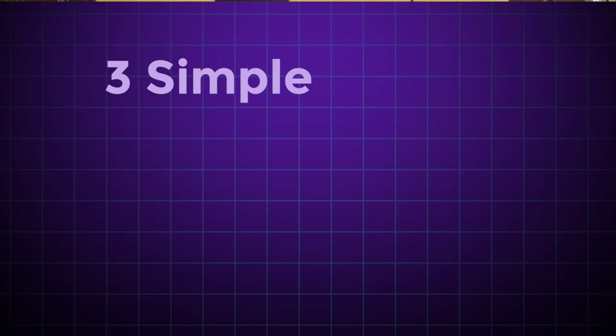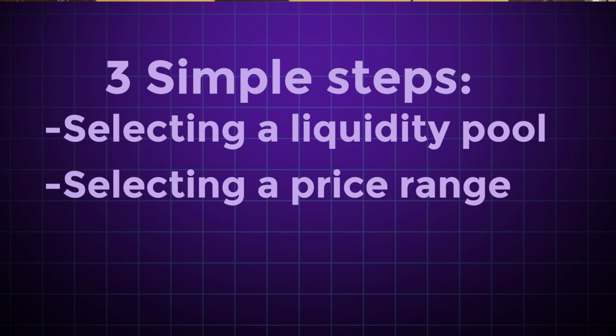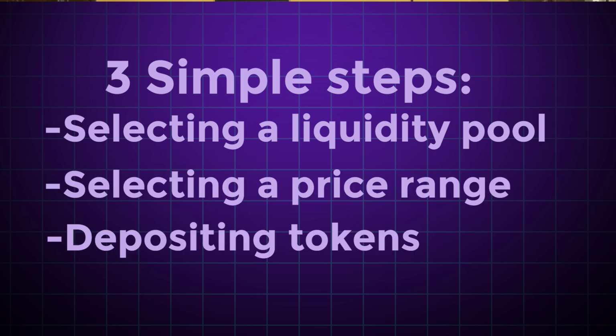So providing liquidity in Ekubo is broken down into 3 simple steps. The first is selecting a liquidity pool, the second, selecting a price range, and the third, depositing tokens. And now I will show you how to provide liquidity to the DOG-USDC Liquidity Pool with this demo.